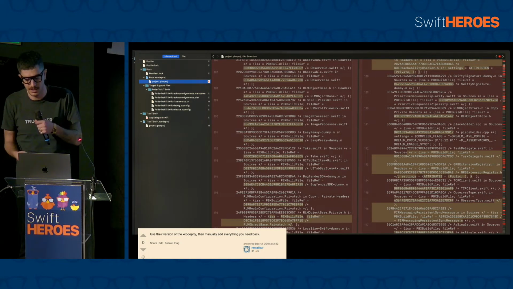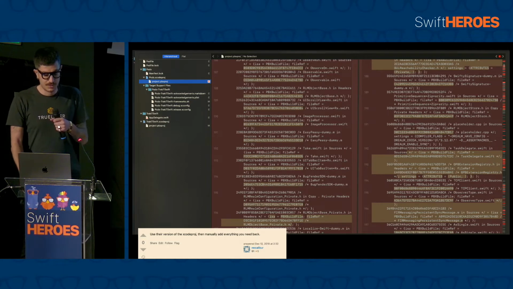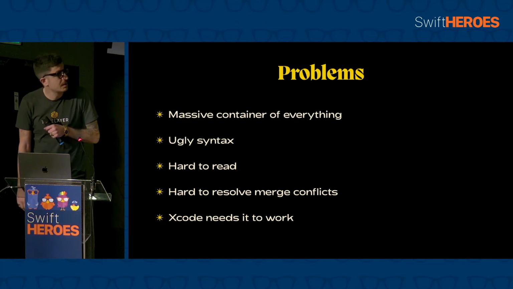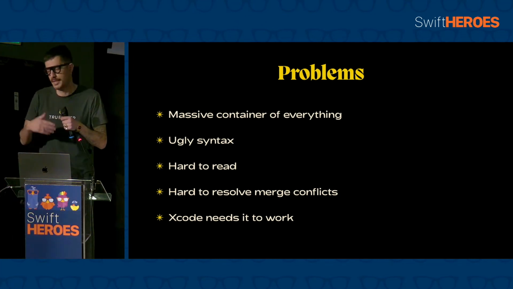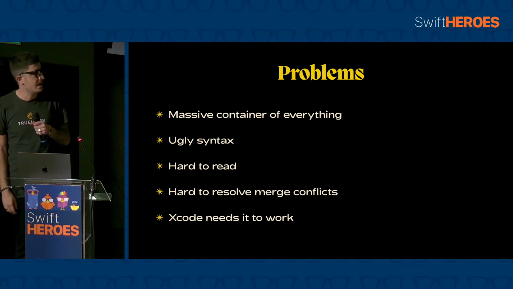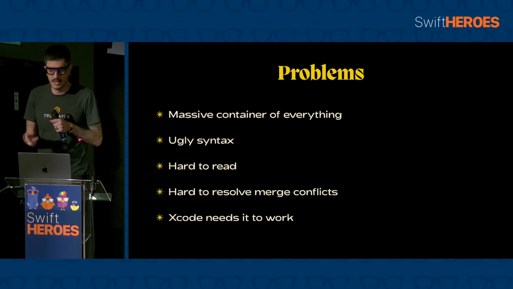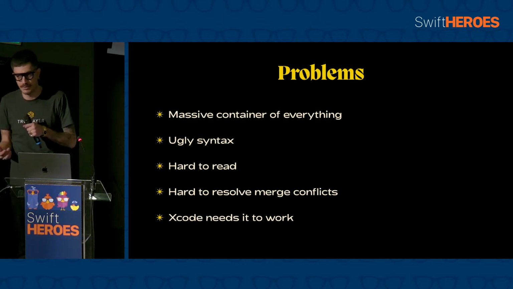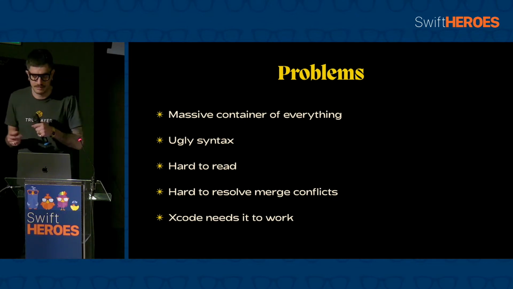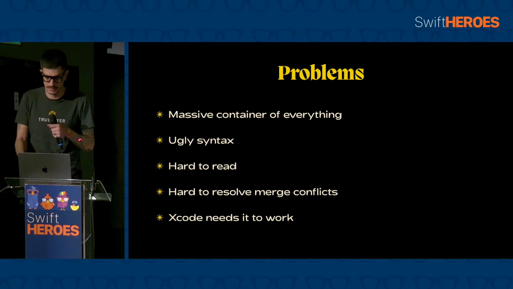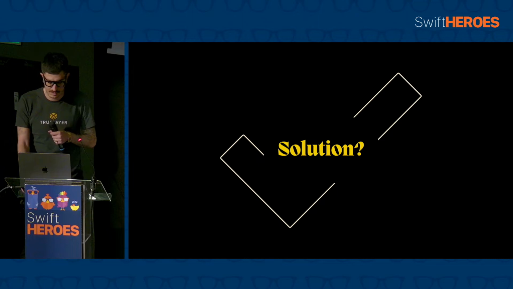Which is not a really efficient way of working. So to recap the problems with the Pbx project, it's a massive container of everything. It's thousands and thousands of lines, and the bigger the project, the worse it is. It has a really ugly syntax, it's super hard to read, and all of that makes it really hard to resolve merge conflicts. But unlike the other two folders, we cannot just throw it out the window, because Xcode actually needs it to work.